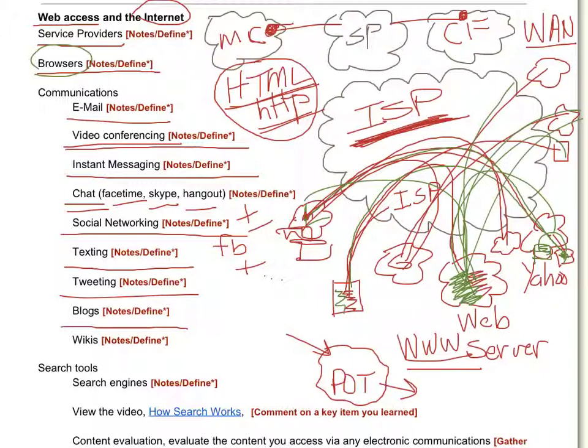Wikis, this whole idea of gathering information from lots of people to define something, like Wikipedia. It's an accumulation of lots of people editing, updating, and so forth information. We'll review a little bit of this on the next page.